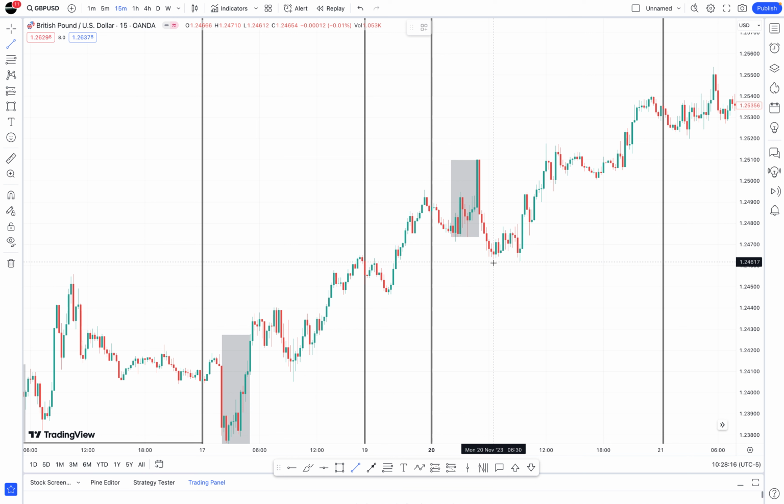Okay, let's go 2 o'clock to 5 o'clock. You get really close to the low of the day, but it's not the low of the day, so we don't count it.